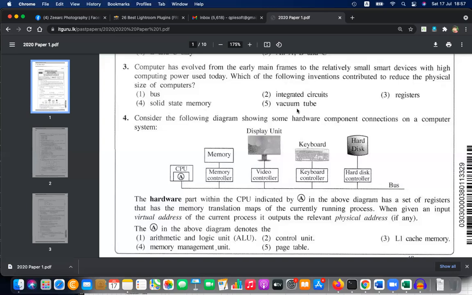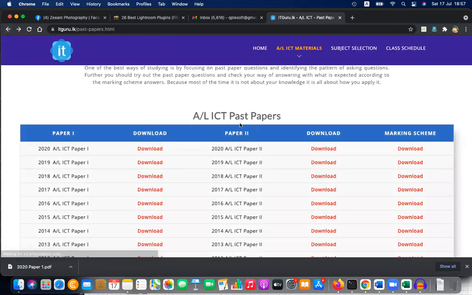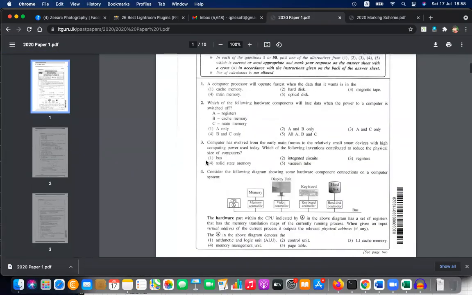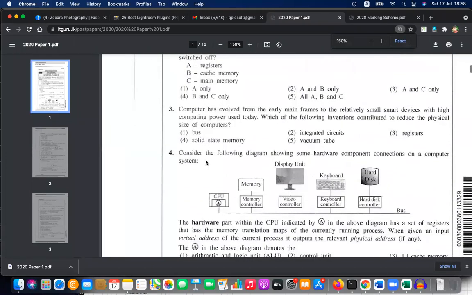So this is an important question, because this is where we have to argue. So we don't know the answer given in the answer strip, but we can go and see what is given. This is the marking scheme. Even though answers are given, we have a valid argument here. What is the valid argument? ICs also reduce size. SSDs, solid state devices, also reduce the size.